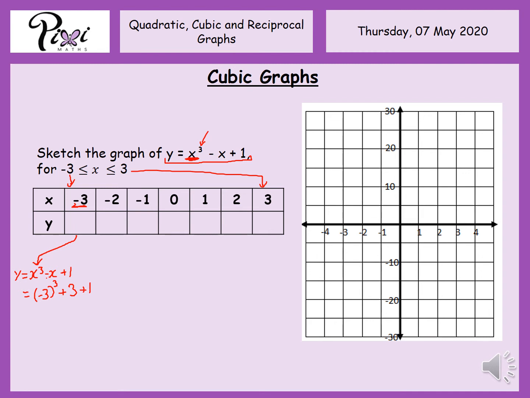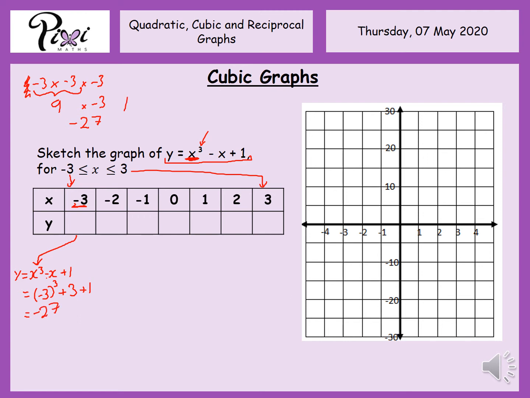Okay, so minus 3 cubed, I'm just going to do that up here, so we've got minus 3 times minus 3 times minus 3. If we do minus 3 times minus 3 first, we'll times them together first. So we've got plus 9, and then we've got times minus 3. Positive times negative gives negative, so we're going to have negative 27. So minus 3 cubed will be minus 27.